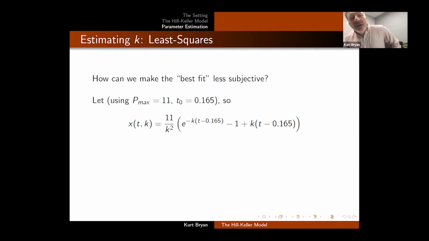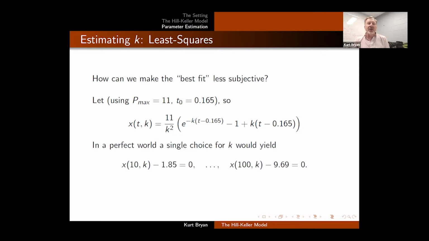Well, there's our function x of t comma k again, and we would like to choose k. In a perfect world, we could choose a value of k so that the function nails the data. Every single one of the 10 data points we've got, that would nail every single one of them. In a perfect world, there would be a single choice of k that satisfies essentially 10 equations in one unknown.